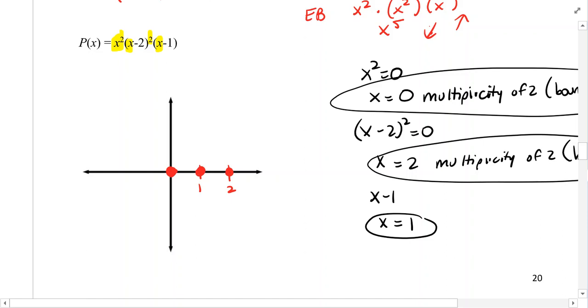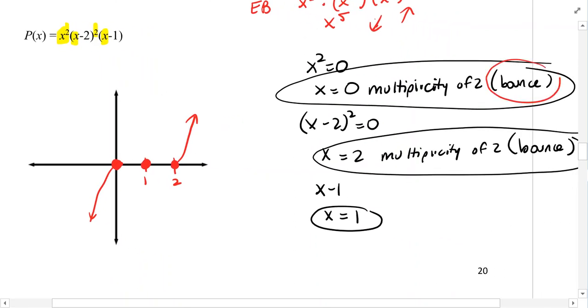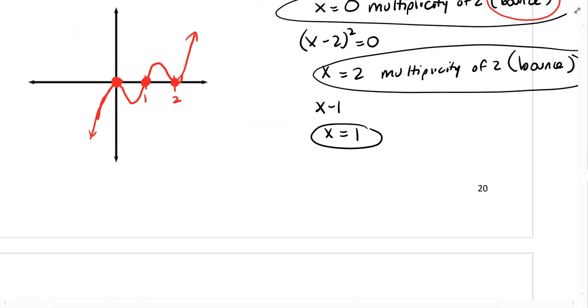All right. So what we're going to have, we have down and up. Now at 0, we're going to bounce. So we want to see bounce on that, goes through the 1 and bounces there. All right.